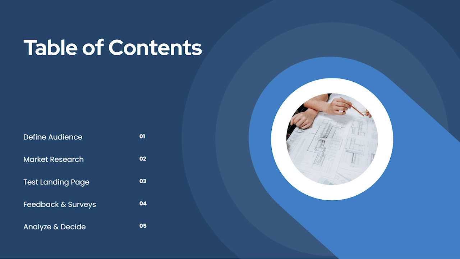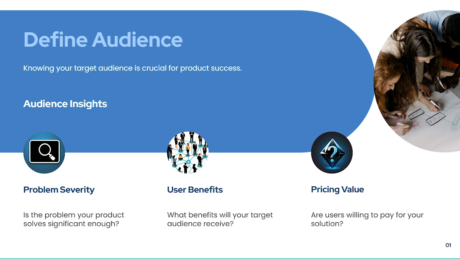Step one, you need to define the target audience. This is the first step in understanding who your product is for. You're going to want to identify the specific group of people who face the problem your idea solves. Ask yourself, is this problem severe enough that the people you've identified are willing to pay the money you want to have it solved?